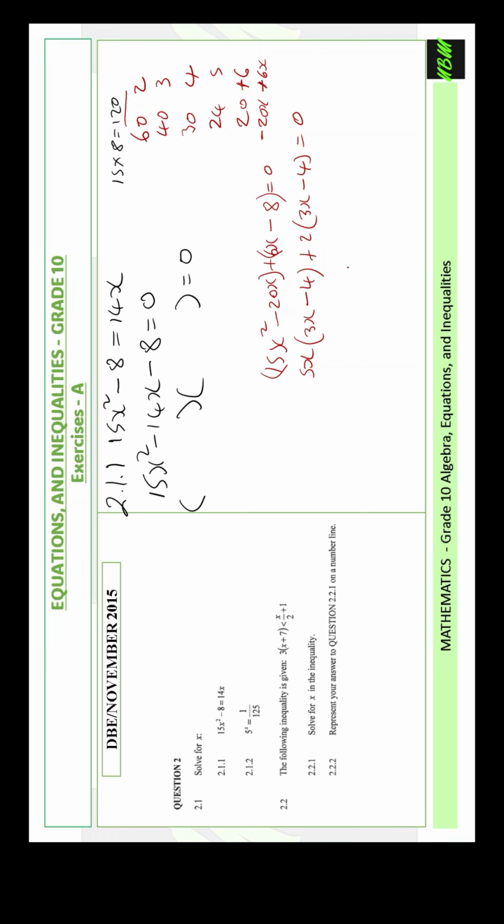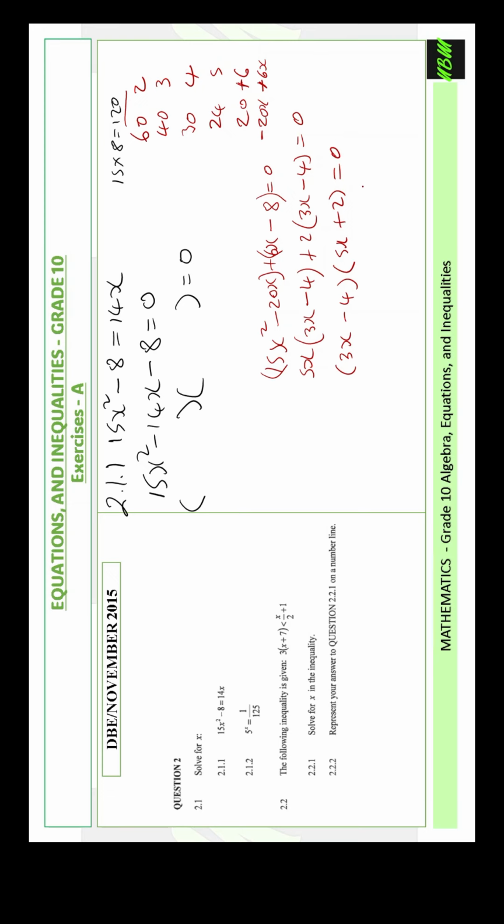You see, we know that when we factorize by grouping, we are trying to get what? The same bracket. So once we get the same bracket, we take that same bracket out as a common factor. 3x minus 4 as a common factor. Then we'll be left with what? 5x plus 2 equals 0.